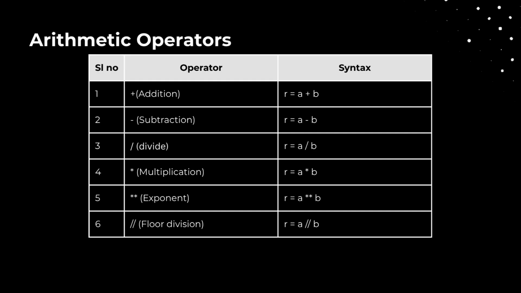For floor division, the syntax is R = A // B. This operator provides the quotient's floor value, which is obtained by dividing the two operands. For example, if A is equal to 15, B is equal to 4, then A // B, that is 15 // 4, is equal to 3.